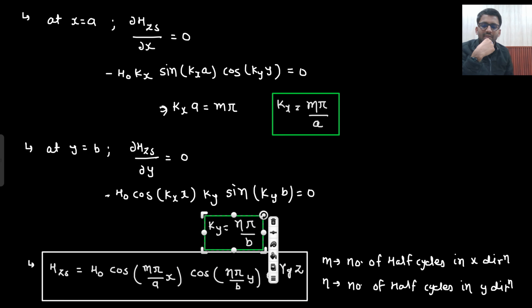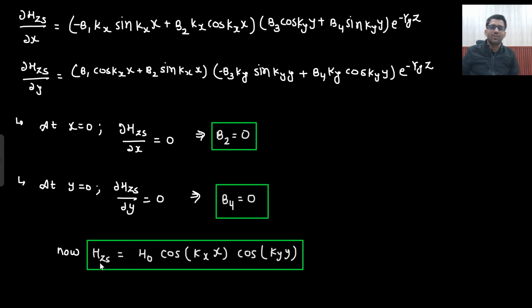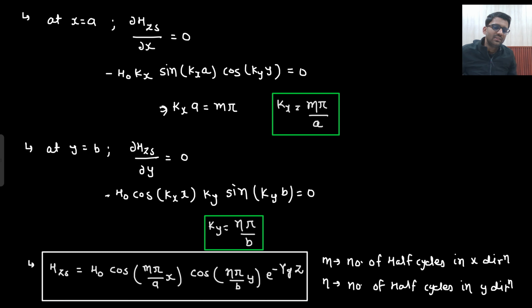And if I put the kx and ky values, what am I getting? H naught cos(m pi x by a) cos(n pi y by b). Here again I am making the same mistake, which is that I always forget the e to the minus gamma g z. Here also e to the minus gamma g z would be there, but forget about that. From here we are getting the value of ky, that is n pi by b, and this expression we will be getting. So here, what do you understand? That this is a function of cos x and cos y.